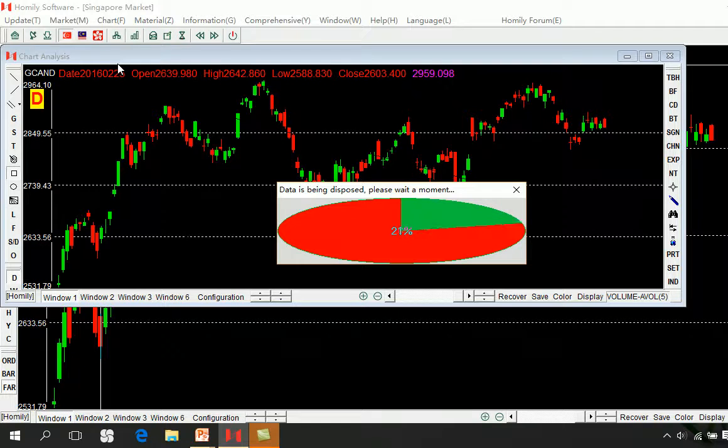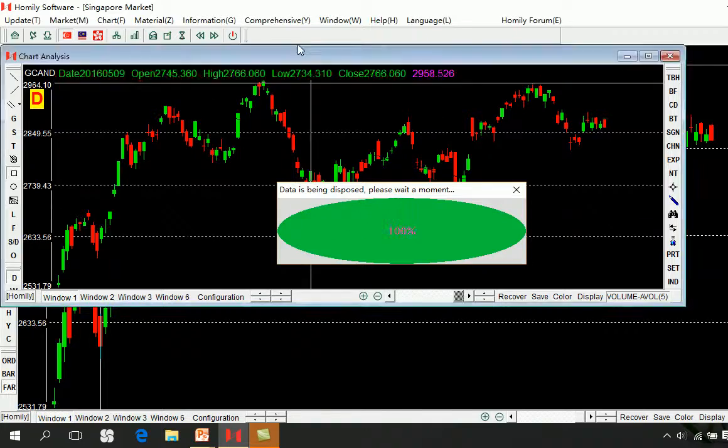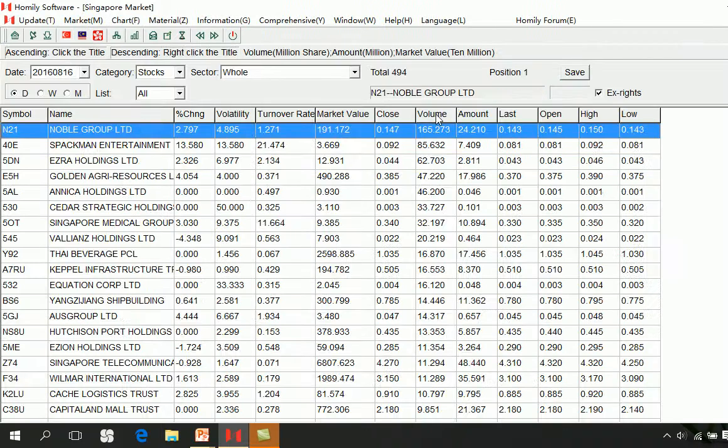Then we can analyze how to use the trend line to judge whether this is support and resistance, and whether we can buy or not. Every day you can check the Singapore market and find some active stocks. Then we can analyze. Okay, so we should right click the high volume.